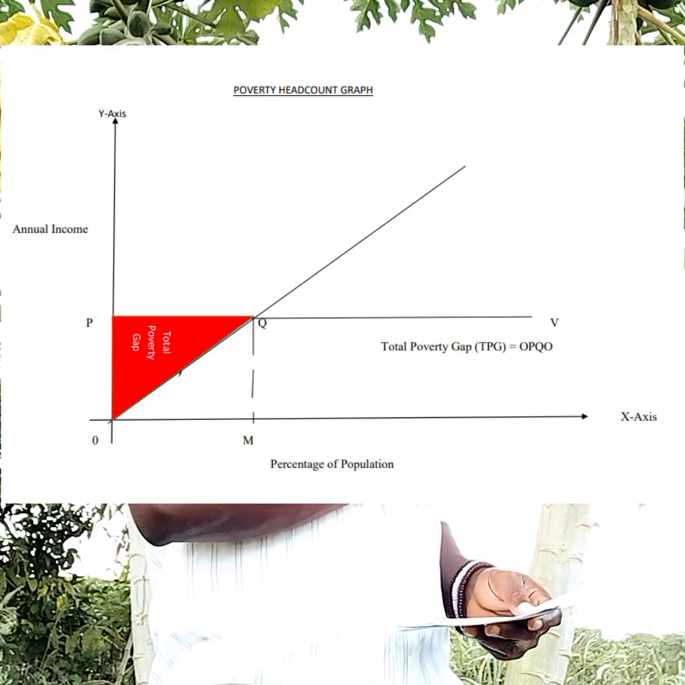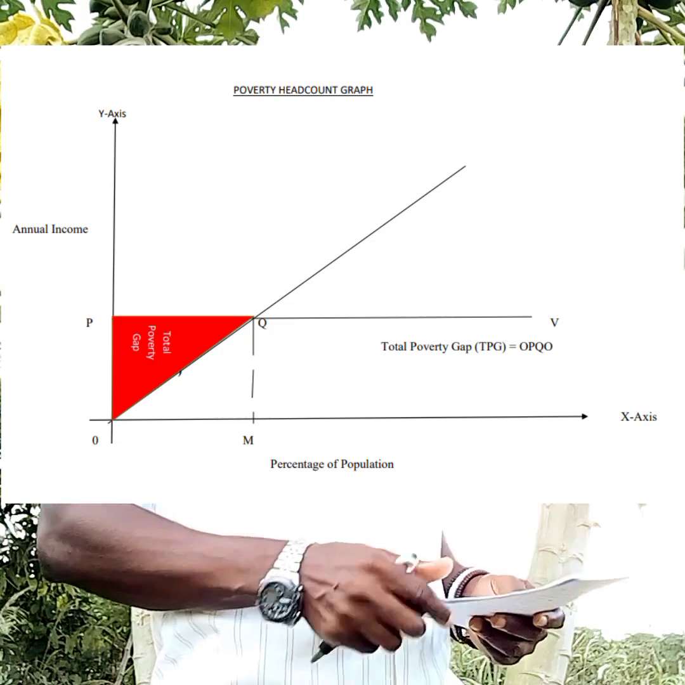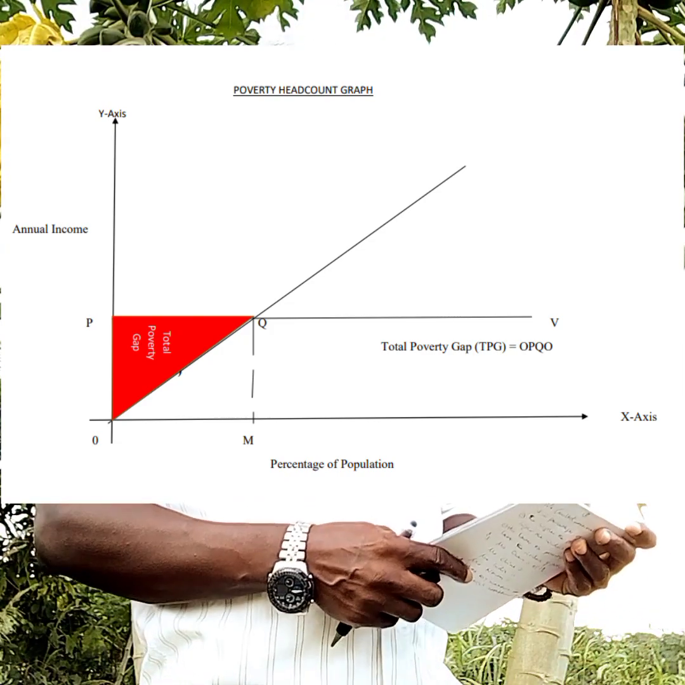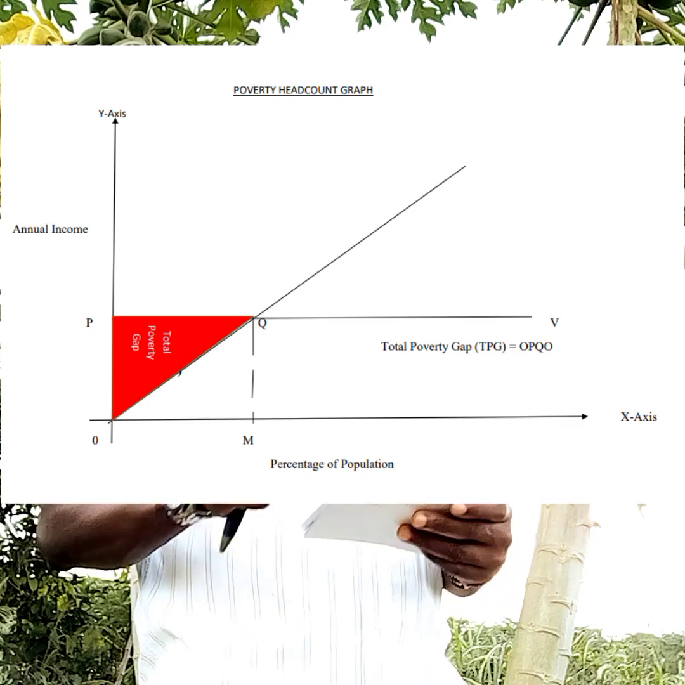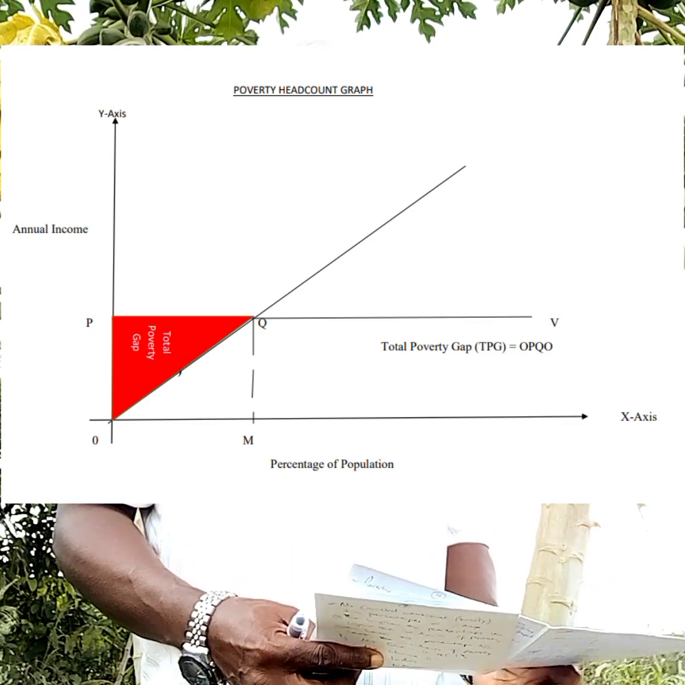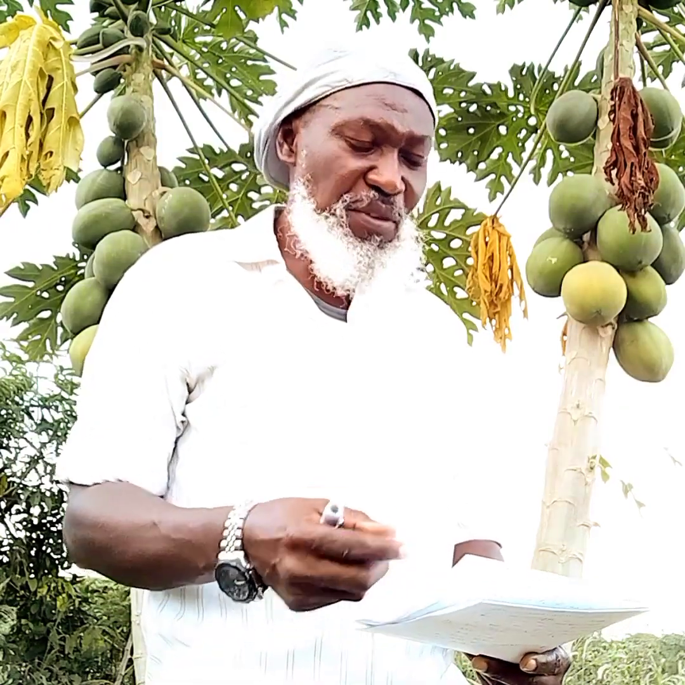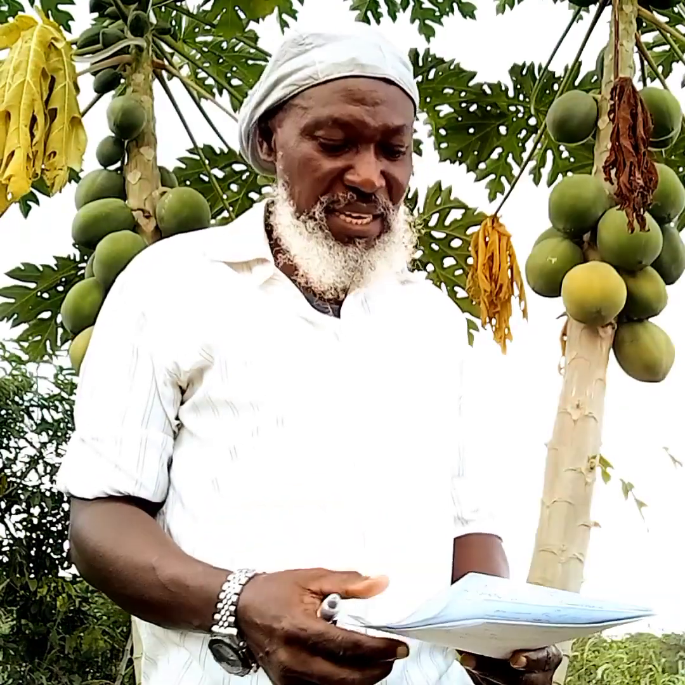In between the poverty line on the horizontal and the vertical, you see that rectangle. That is OPQ, and O tells us that the triangle is the total poverty gap. It's very simple. The total poverty gap is just the sum of the differences between the poverty line and actual income.